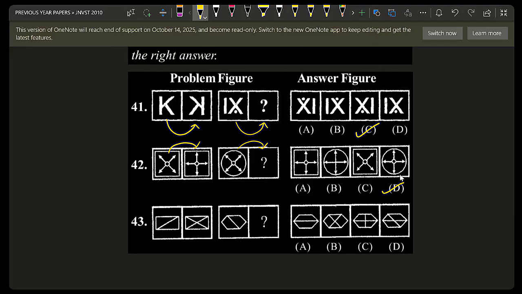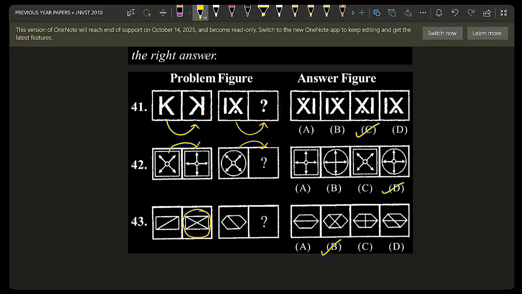D is correct. And the 43rd one, there is a diagonal in the first figure and there are 2 diagonals in the second. So we have to get 2 diagonals. One diagonal is becoming 2 diagonals, and here in the hexagon, one diagonal should become 2 diagonals. It's there in options B and D. Both have 2 diagonals, but the pattern of the diagonals shown in this figure, if you go with the same orientation, is there in option B.